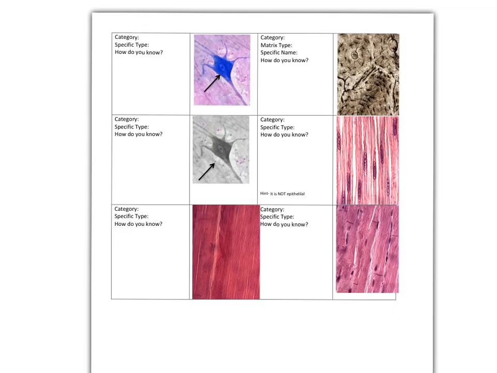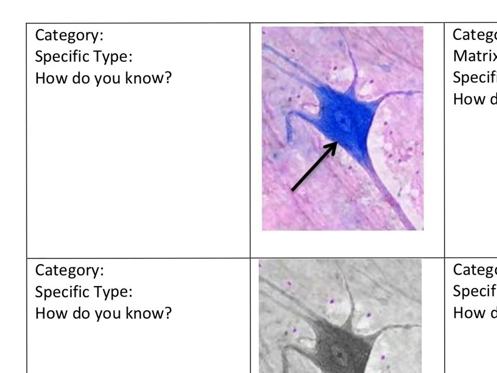At this point, we're flipping the page, so I'll work down the left side first, then the right side. Six to go. All right, the arrow is pointing at the cell of concern here. The cell is kind of highlighted in blue. Hopefully you recognize this as a neuron, which makes it a type of nerve tissue.